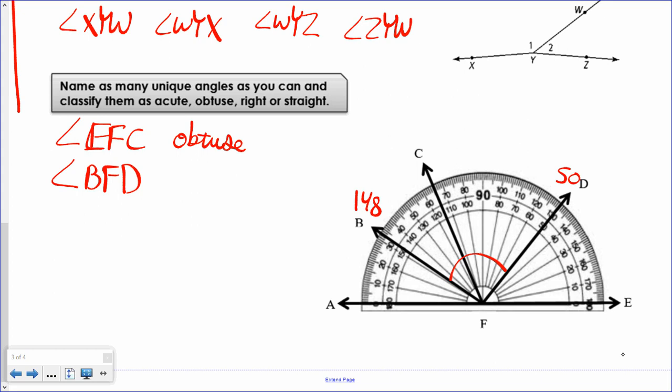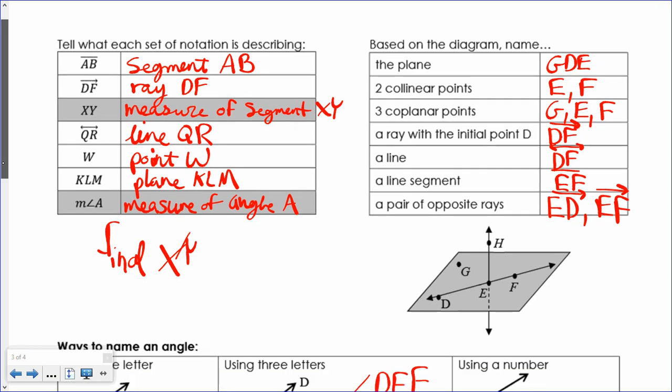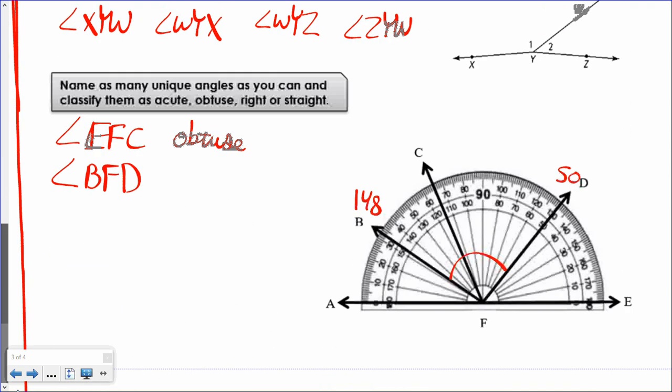You guys see how we have different markings on the protractor? So this one is approximately 148. This one's approximately 50. You want to find those two markings. Alternatively, you guys could have done 32 and... what's the other number? 130? You could have picked those two as well.